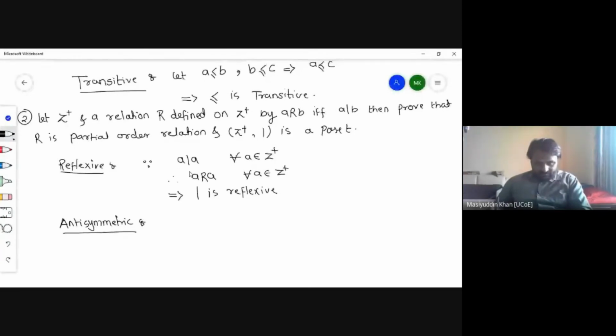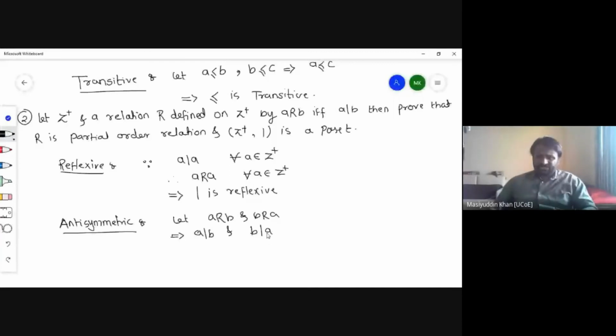So let A related to B and B related to A, this is given. Therefore this implies, when A is related to B, this means A divided by B, and when B is related to A, that is B divide by A. When is this possible? When are these things possible?